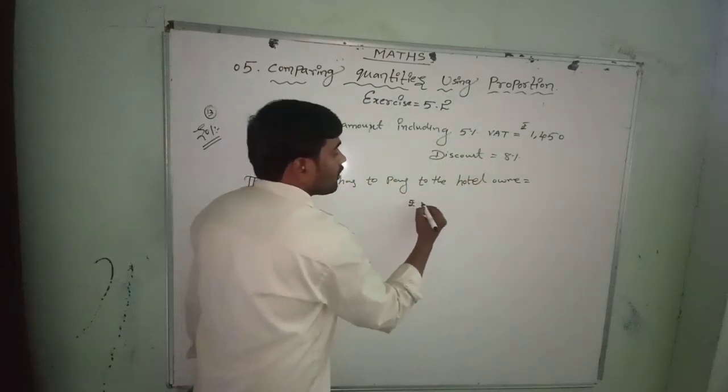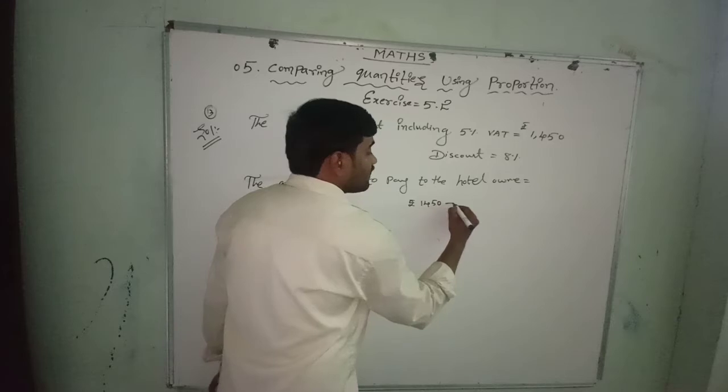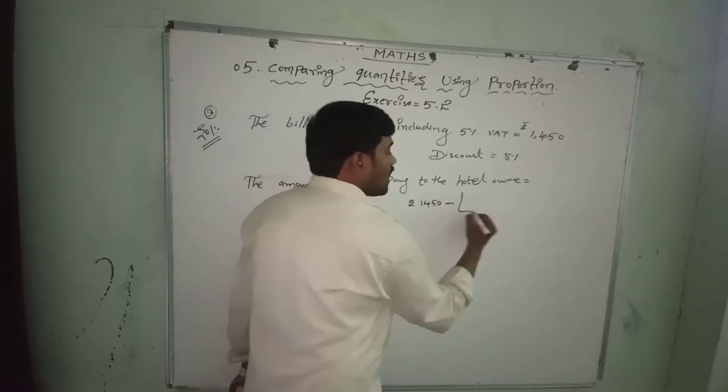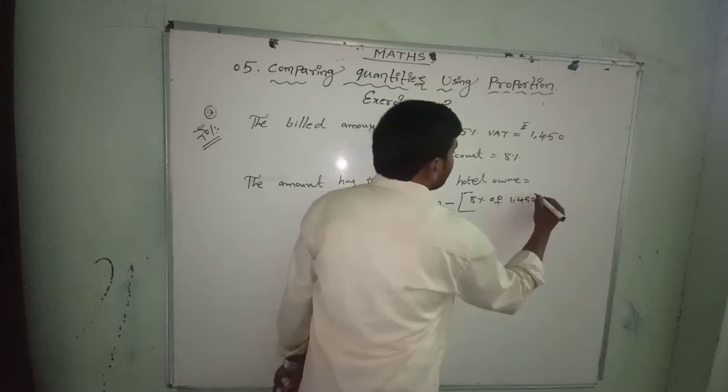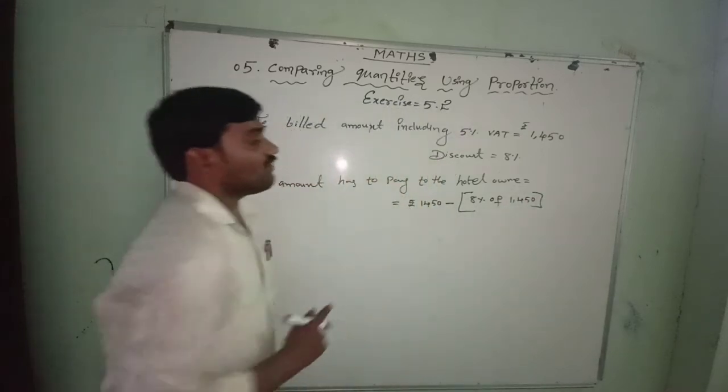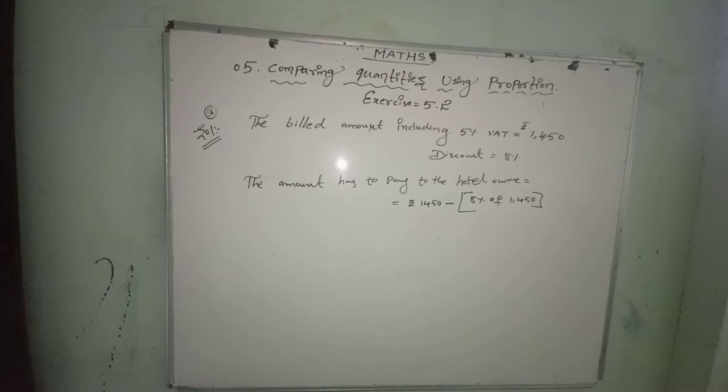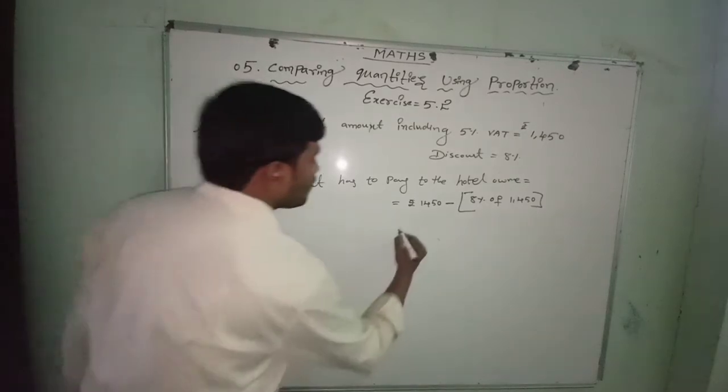From 1,450, the discount they gave is subtracted. So minus how much discount? 8% of 1,450. 8% of 1,450 rupees is to be deducted. See now, let us find out the rupees.